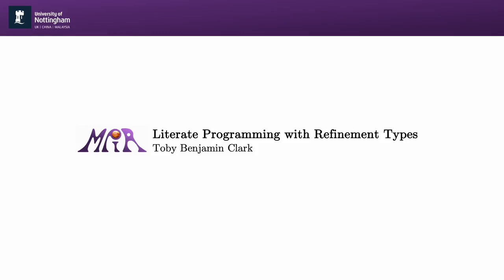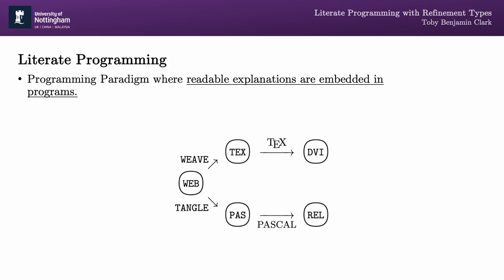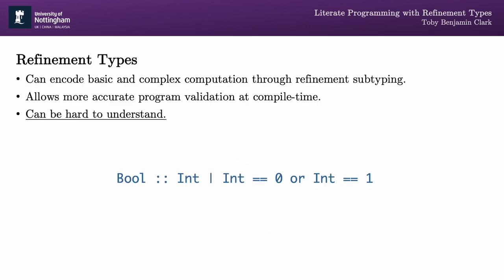Hello, over the past year I've been exploring how literate programming can be enriched with refinement types. Literate programming is a paradigm where readable explanations are embedded into programs and can then be compiled to either a target language or documentation. Refinement types facilitate the encoding of basic and complex computation through refinement subtyping. For example, the Boolean type can be seen as a refinement of integer, where the value holds to either 0 or 1. This facilitates more accurate program verification at compile time, but can be tricky to understand.